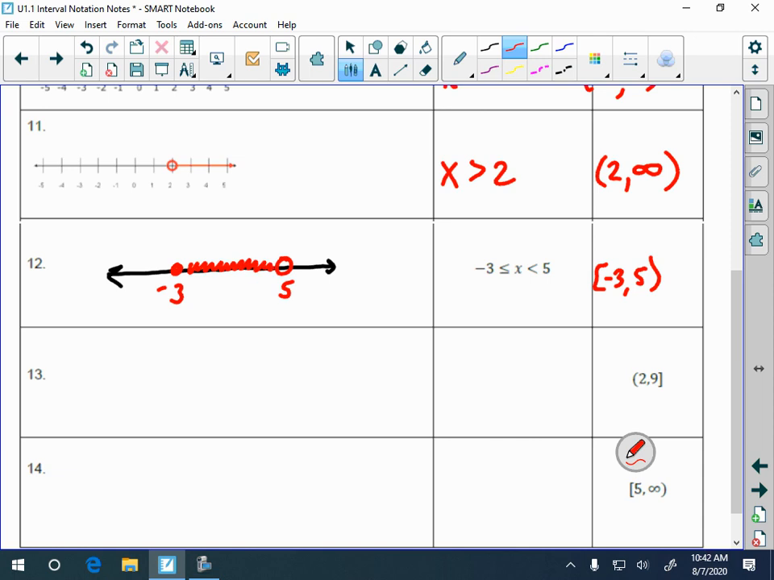All right, number 13. This says everything shaded between 2 and 9. So for our inequality, we're going to go 2 is less than x. We don't put the equal sign. And then less than or equal to, this one does have the equal sign, 9.